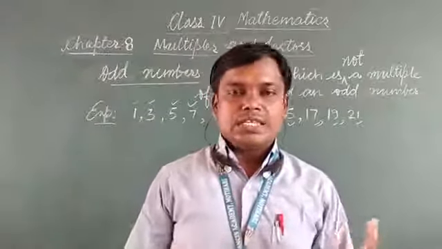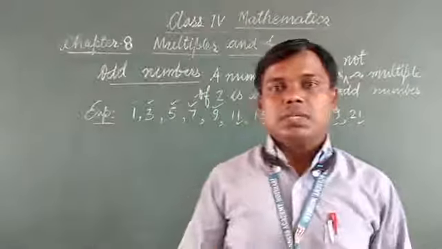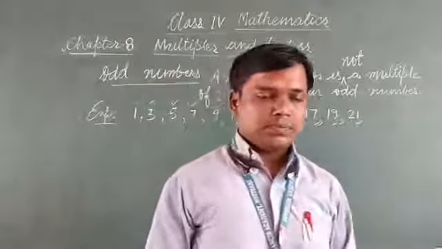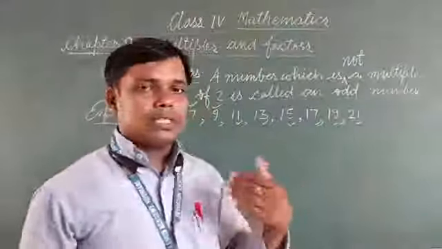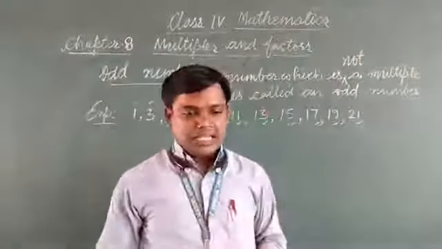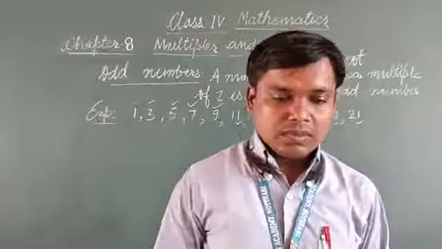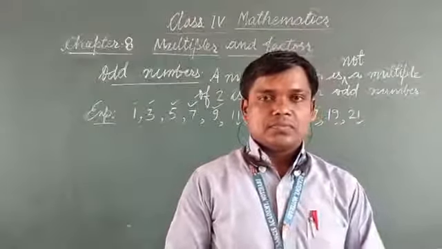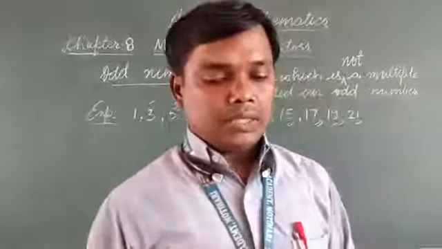So it is quite easy to identify which number is an even number and which number is an odd number. We can see the unit place of the digits and we can clearly say that this number is odd and this number is an even number. So I hope you understood even numbers and odd numbers.